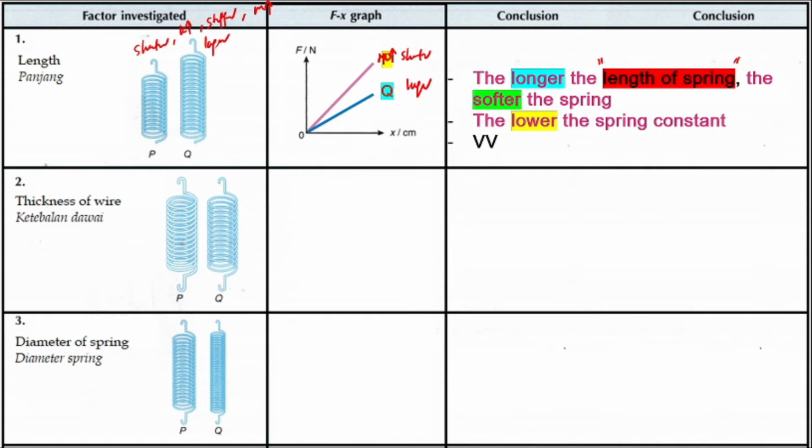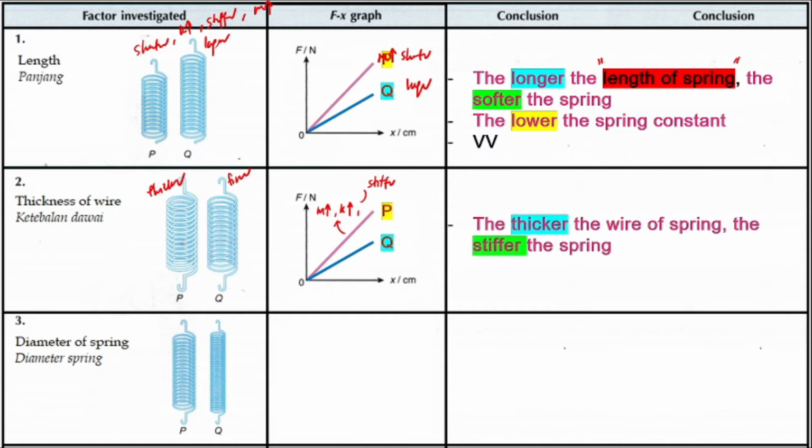Factor number 2 is the thickness of wire. So we have P with thicker wire and Q with finer wire. Which one goes to thicker and which one goes to finer? Logiknya, the thicker the wire, the higher the stiffness and the higher the spring constant. So the gradient of F against X is higher, so we can say that the K is higher. This one is for stiffer spring. So stiffer spring goes to spring P, and softer spring goes to spring Q.